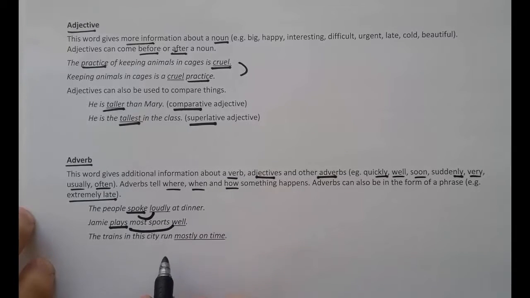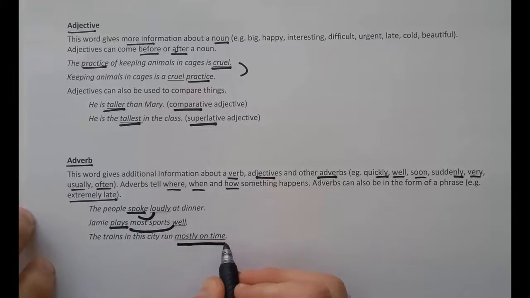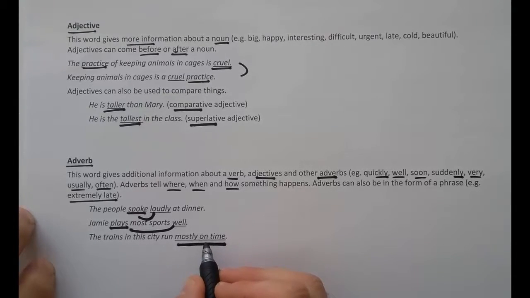The train in the city runs mostly on time. The trains in the city run mostly on time. So this is using it as a phrase. We've got this idea that mostly on time, again, is a little collocation or phrase that we often hear.